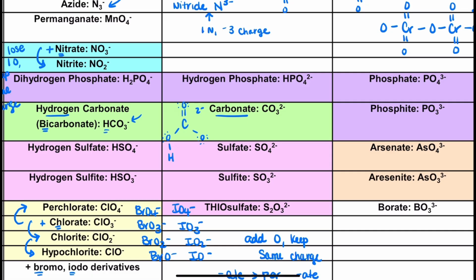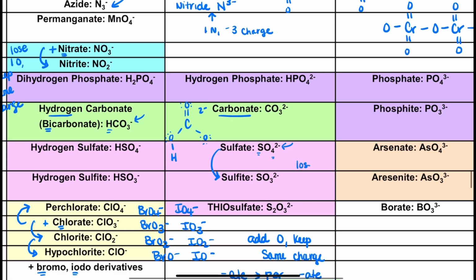Sulfate, I know I talked about a little bit above, but sulfate, sulfur with 4 oxygens and a 2 negative charge. So -ate to -ite, same kind of pattern. I lose 1 oxygen, keep the same charge.